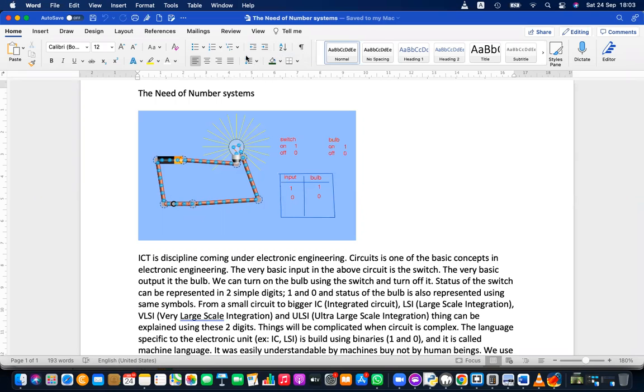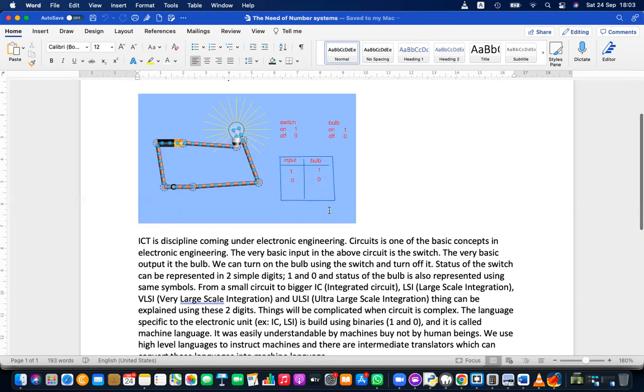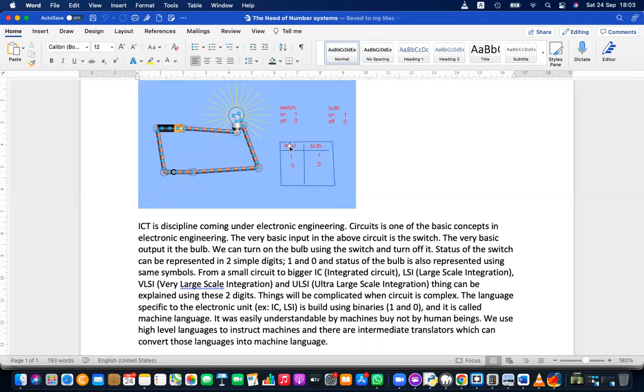That is the mechanism. When the switch is 1, bulb is 1. That means when switch is on, the bulb is also on. When switch is off, bulb is also off. That is 0, 0. We can just show this using 1, 0 language. And actually this 1, 0 thing is called binaries, right? These binaries create a language called machine language specific to the particular circuit.